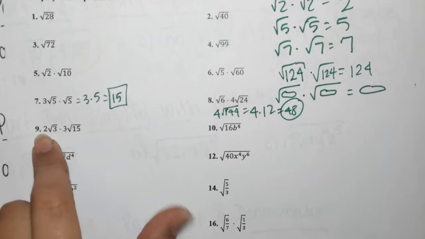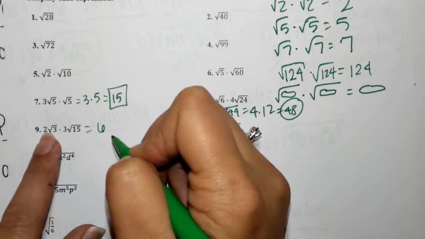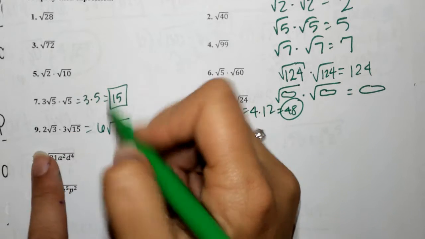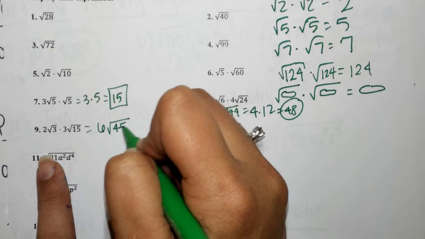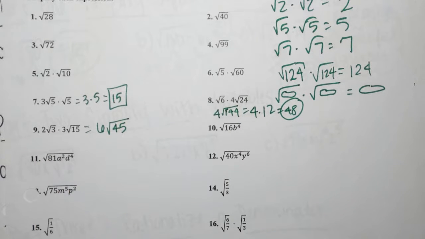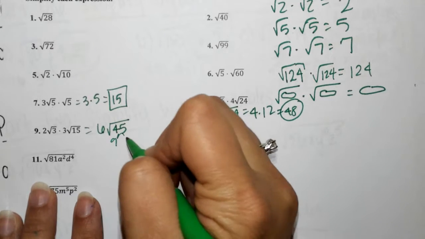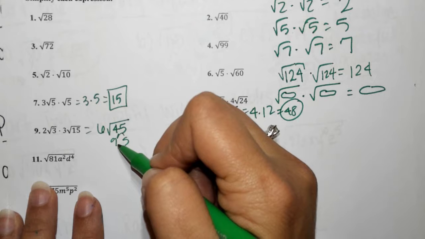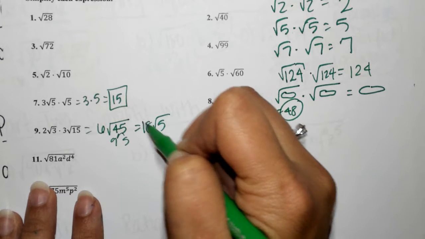On number 9, you would do 2 times 3 since they're on the outside, and that would give you 6. You would do 3 times 15, and that would give you 45. And then what's the biggest perfect square that goes into 45? Perfect square. 9. Thank you. So that's 9 times 5. The square root of 9 is? So then you do 3 times 6, and that gives you 18 root 5.